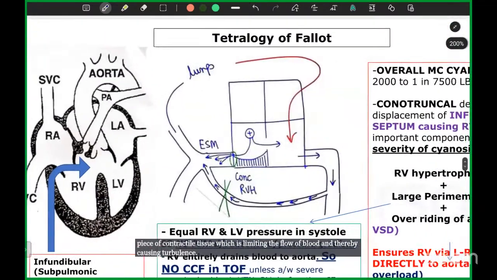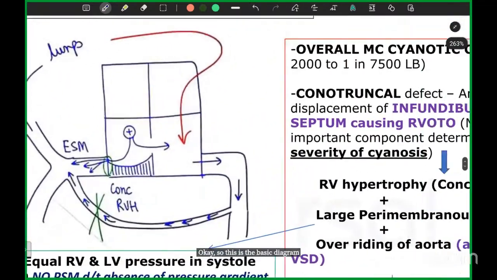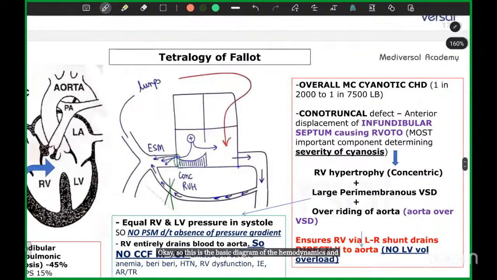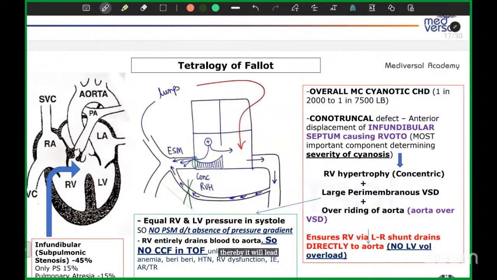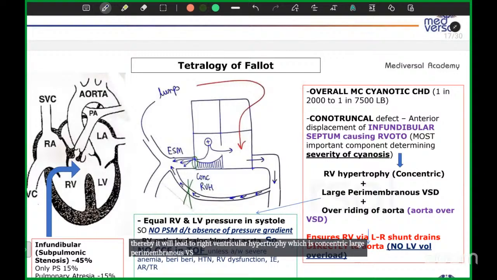Okay, so this is the basic diagram of the hemodynamics, and it is overall the most common congenital heart disease. As I said, the most common cyanotic congenital heart disease. It is due to a conotruncal defect, which is an infundibular septum, causing a subpulmonic stenosis, causing a right ventricular outflow tract obstruction. RVOTO is right ventricular outflow tract obstruction. Thereby, it will lead to right ventricular hypertrophy, which is concentric. A large perimembranous VSD will be there, which will lead to the right to left shunt and an overriding of the aorta.